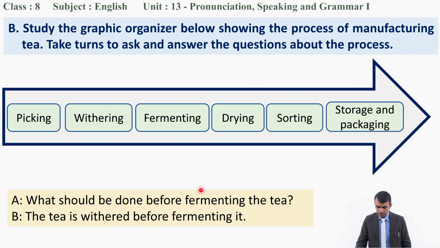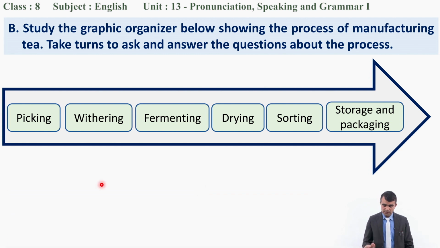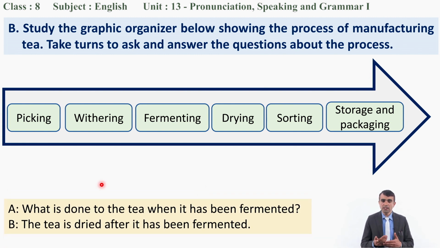Well, in the same way, the next question can be, what is done to the tea when it has been fermented? Now you should think about the next step. The tea is dried after it has been fermented. So the question is what is done to the tea after it has been fermented, and the next step you should answer.